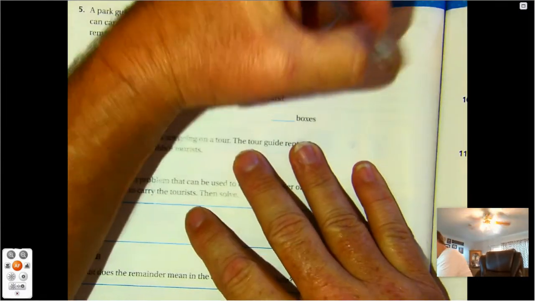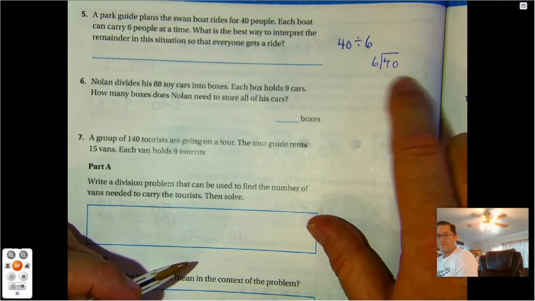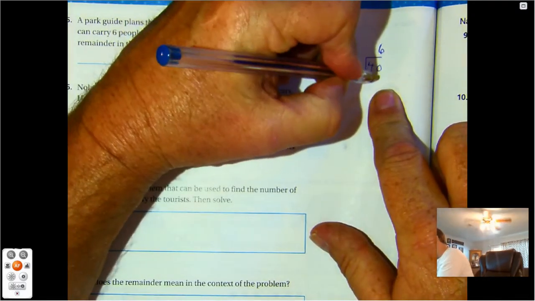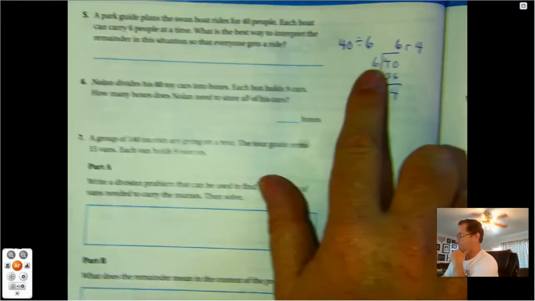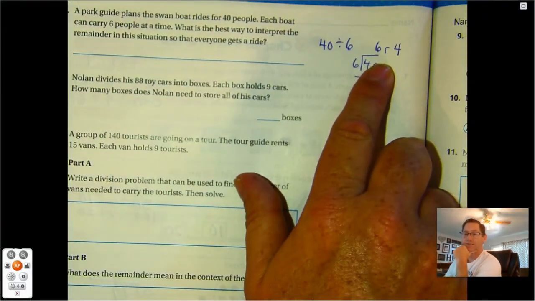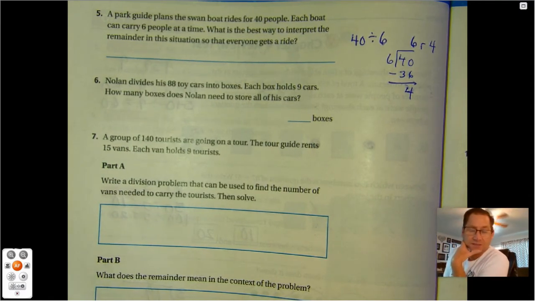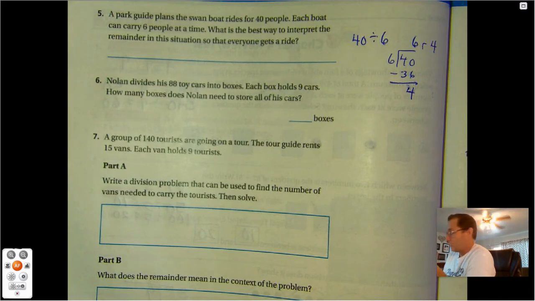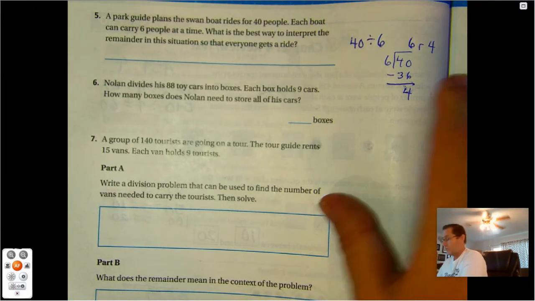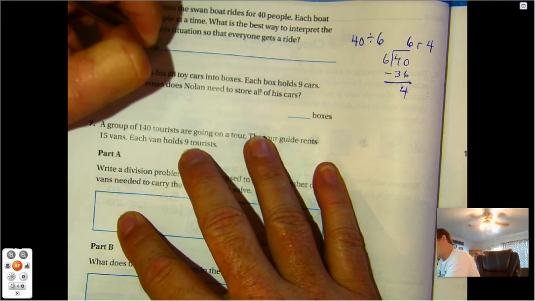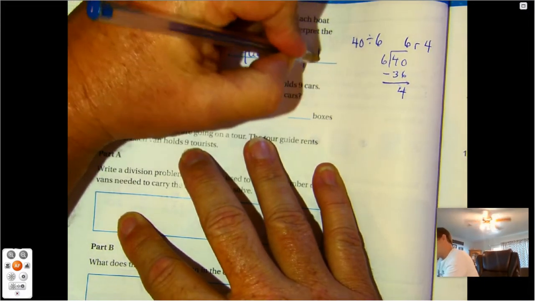So let's write it as 40 divided by 6. I can't share 4 tens evenly with 6 groups, so let's turn that into 40 ones. And I can put 6 into each group, or 6 boats. That leaves me 4. So 6 people per boat, that would take 6 boat rides, and I'd have 4 people left over. So what does that mean for us in this question? Do we go only 6 rides or 7 rides? We'd have to increase the quotient by 1 to include the last 4 people.